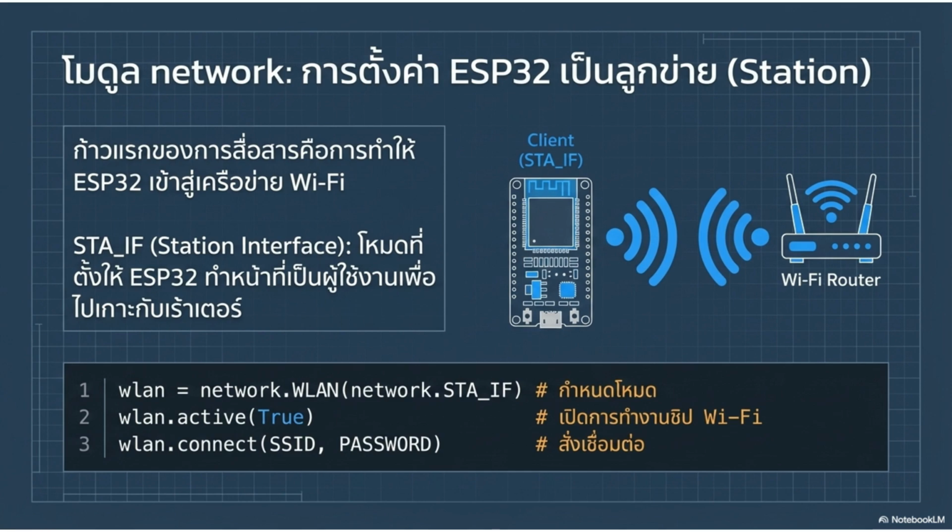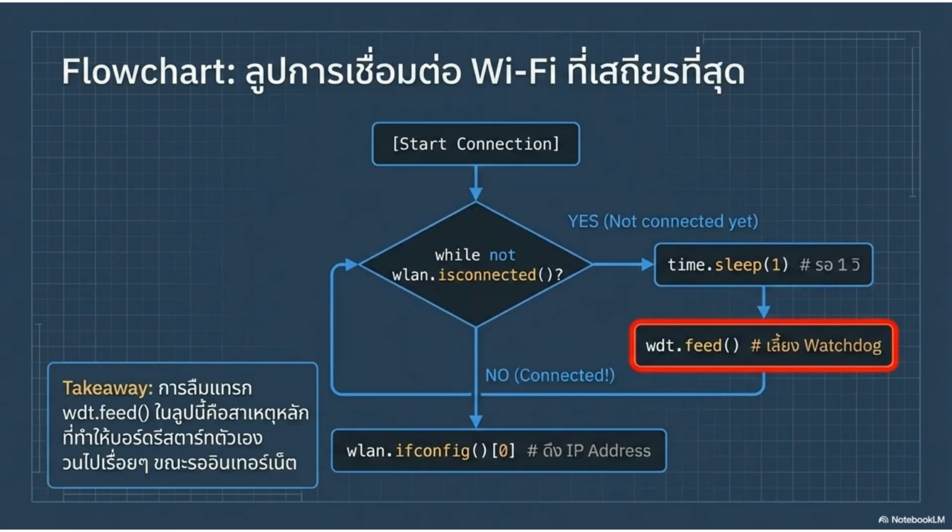The network module is the first step for communication, setting the ESP32 as a Wi-Fi client using the STA_IF mode. You need to activate the Wi-Fi chip and connect to the network using the SSID and password. This flowchart shows the robust Wi-Fi connection loop. While the connection is pending, the loop pauses for 1 second and, critically, feeds the watchdog timer to keep the board alive during network waiting.